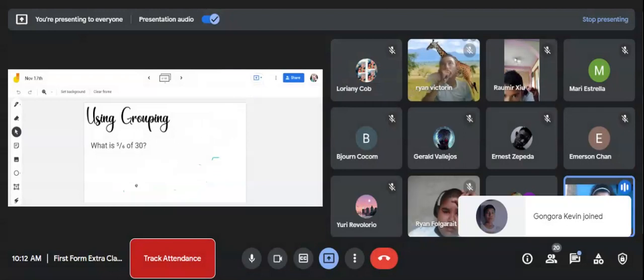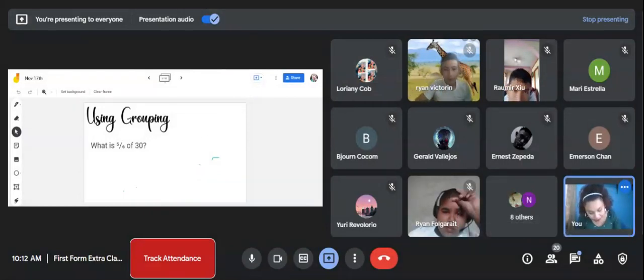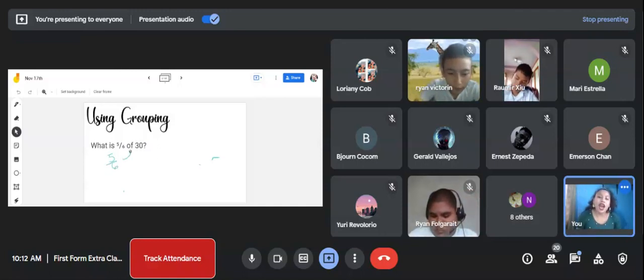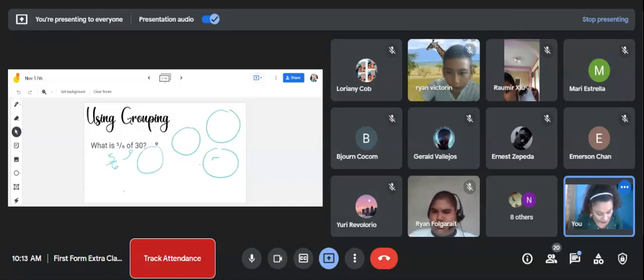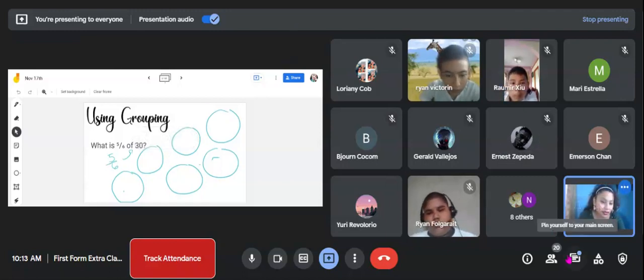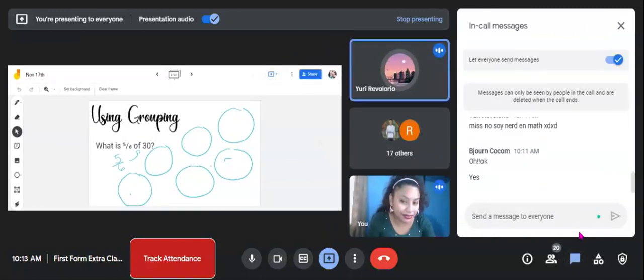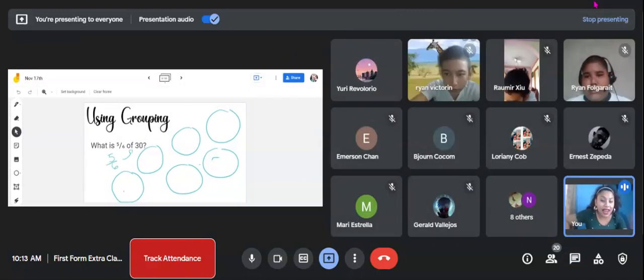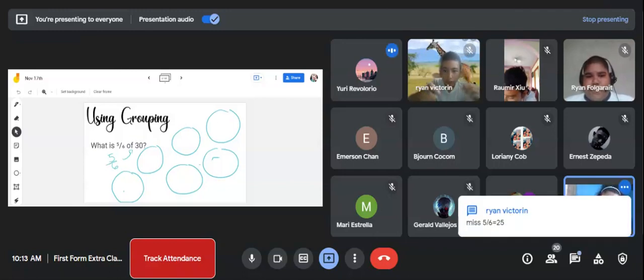This one has 5 over 6. 5 over 6 of 30. How many big circles do I need? How many groups do I need? 6. Very good. So I'm going to draw 6 big circles. Now what am I going to be doing? Put 5 in each circle. Why 5? How do you know that it's going to be 5?